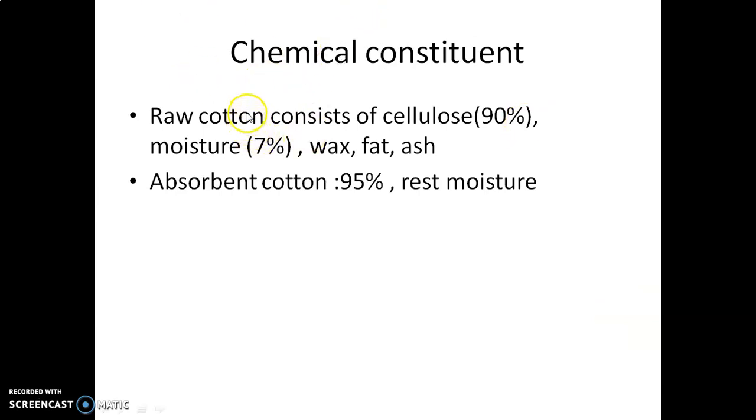What are the chemical constituents present in the cotton fiber? This is a vegetable fiber, and definitely it consists of a high amount of cellulose. Raw cotton contains 90% cellulose and 7% moisture, and the remaining part consists of wax, fat, and ashes. Whereas absorbent cotton consists of 95% or more cellulose, because cellulose is the main constituent, and the rest is only moisture.